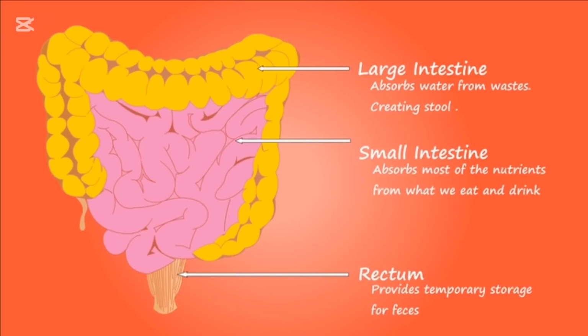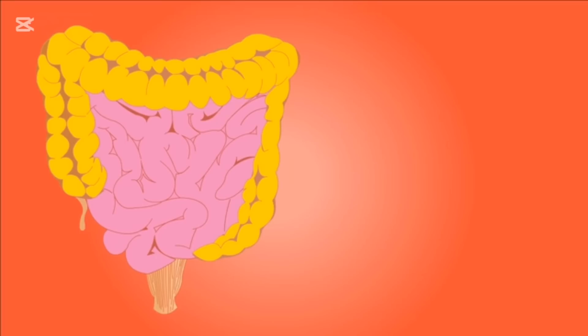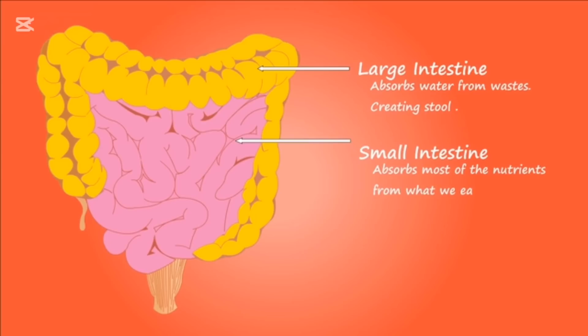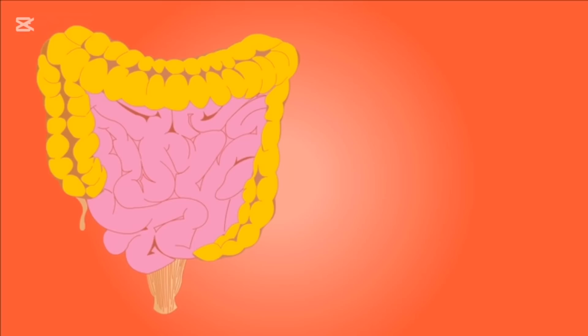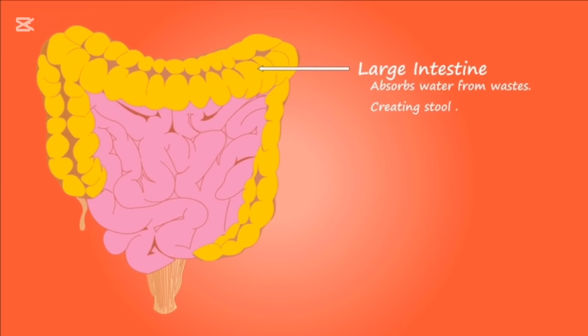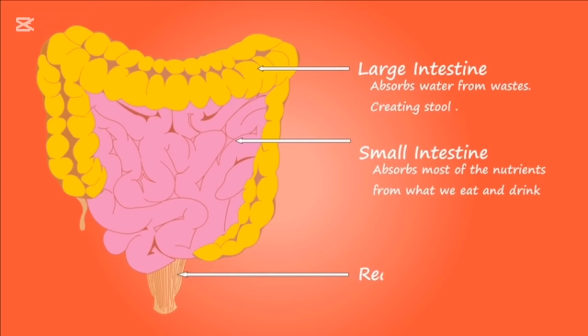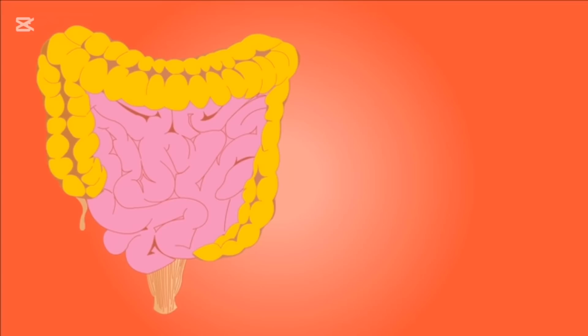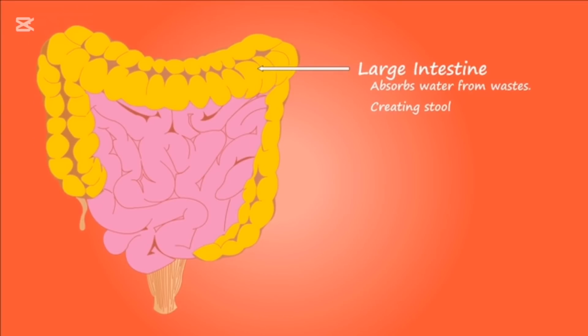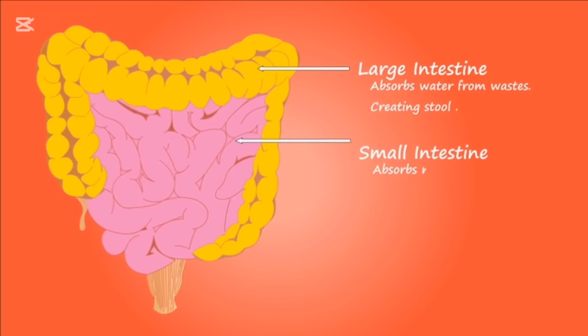The mouth is equipped with teeth, which break down the food into smaller pieces. This mechanical digestion is critical because it increases the surface area of food, making it easier for enzymes to act on it. Saliva, produced by the salivary glands, plays an essential role in chemical digestion. Saliva contains an enzyme called amylase, which begins the breakdown of carbohydrates. As you chew, your tongue mixes the food with saliva, forming a soft ball-like mass called a bolus, which is then swallowed.